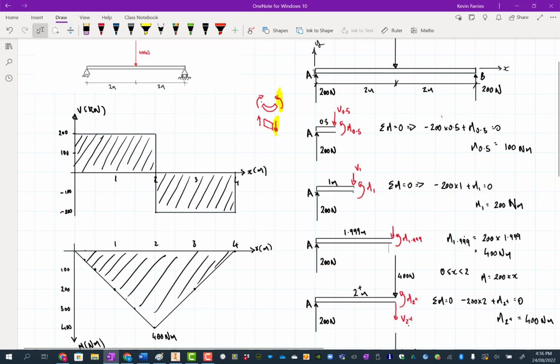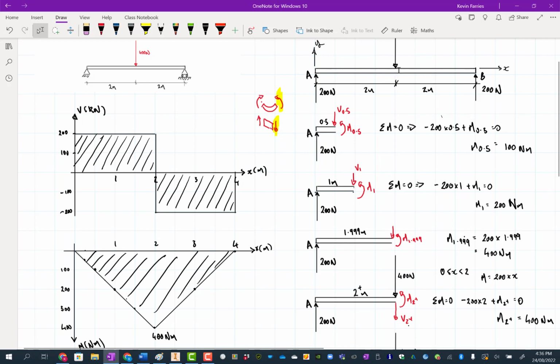So you're going to have 0 moment at the end. You'd only get a moment at the end if you had some kind of fixed connection at the end. So we know it's 0 at both ends because these are pinned connections. Pins can't take any moment, so there is no external moment on the end. Therefore, there is no internal moment at that point. And so we know it goes back to 0.